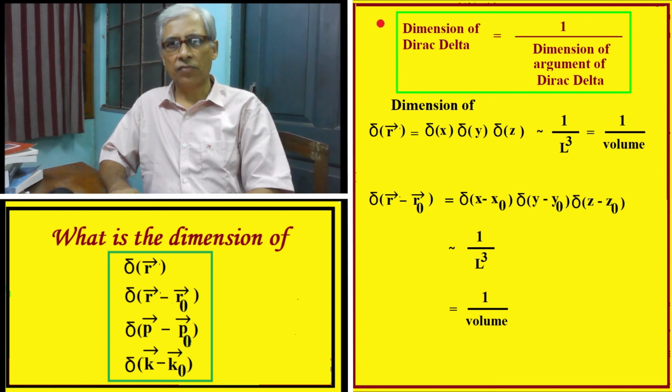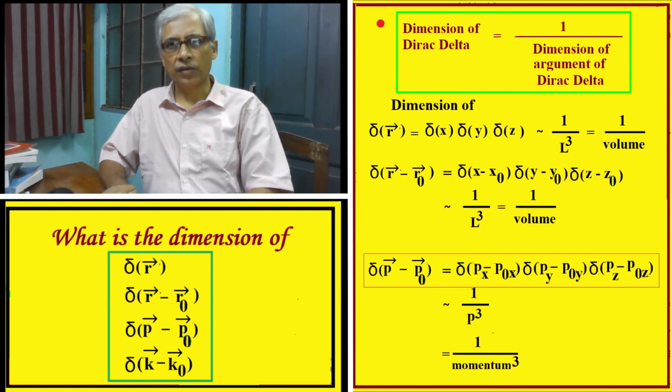Similarly, the dimension of Dirac delta r minus r0 can be obtained as shown. We now switch over to finding the dimension of Dirac delta vector p minus vector p0. Spreading it, we express it as the product of three Dirac deltas, namely delta of px minus p0x into delta of py minus p0y into delta of pz minus p0z. And this is nothing but 1 by p cubed, that is inverse of momentum cube.